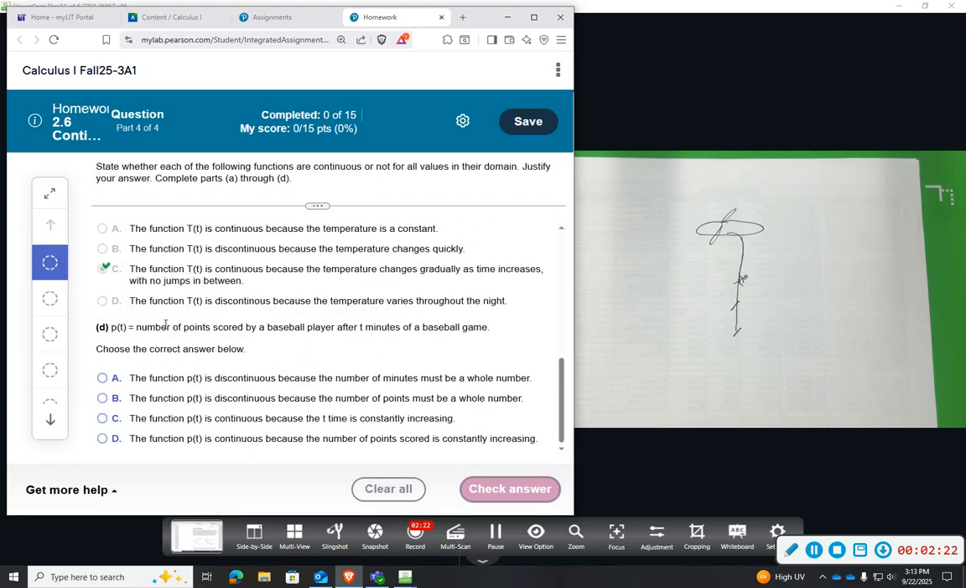And then P of t, number of points scored by a baseball player after t minutes. So again, when I think of continuous, another thing you want to think about is, does it involve parts or decimal points or different things like that? If it's only whole numbers, most of the time it's not going to be continuous. So when you talk about a score, a whole number of something, that is going to be discontinuous because it'll jump from 1 to 2. Like there's no connection between 1 and 2. It's not like 1 1/2 or 1/10 or anything like that. So this function is discontinuous.